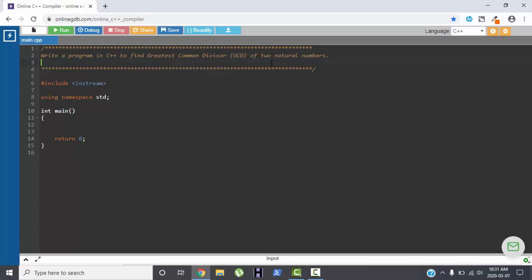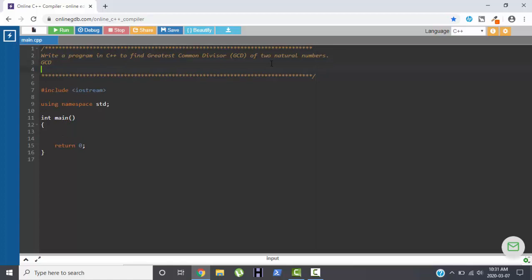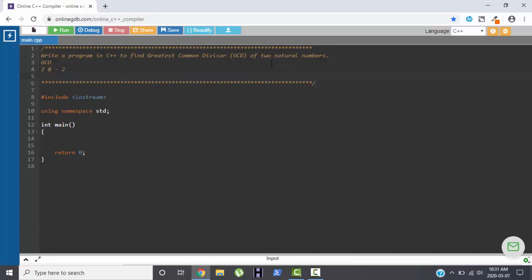So let us first understand what we mean by GCD. GCD stands for greatest common divisor. Suppose the two numbers are 2 and 8. So the greatest common divisor for both the numbers is 2. Okay. Suppose the numbers are 8 and 25.